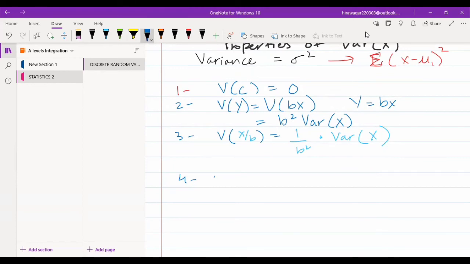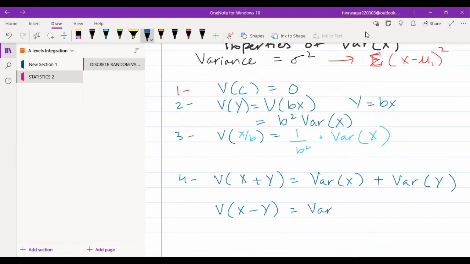Also, if you are going to have any addition of the two functions, you will write it in this form: variance of x in addition with variance of y. And if you are going to witness x minus y, you will see that you will also add this thing: variance of x plus variance of minus y.